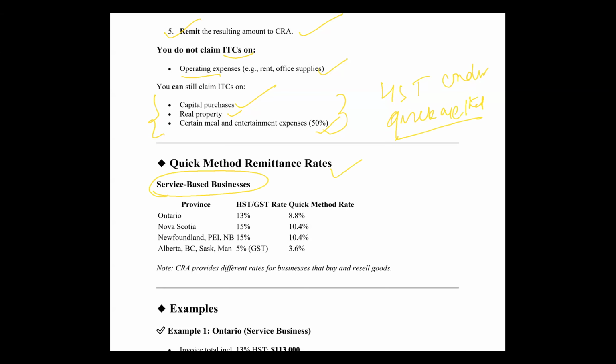For the service-based business, it is 8.8% in Ontario, 10.4% in Nova Scotia, 10.4% in Newfoundland, and in Alberta and others it is 3.6%. So the rate will change as per the province. If it is in Alberta, you will only multiply with how much? 3.6%, not 8.8%.